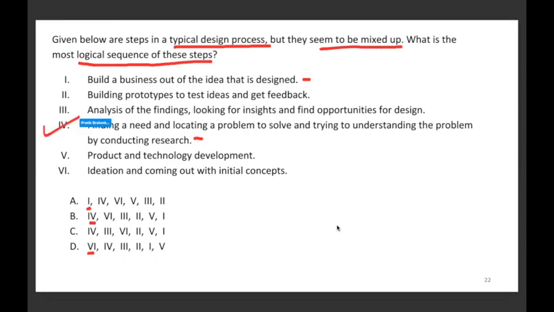In this case, option 4 is the one which is the most suited, because in order to find any solution, we first try to locate the problem. We then try to understand the problem by conducting research. So A is wrong, D is also wrong. In the next phase, the next option says between B and C is either 6 or 3. 3 says analysis of findings, looking for insights and finding opportunities to design. Once you locate the problem, we exactly do that.